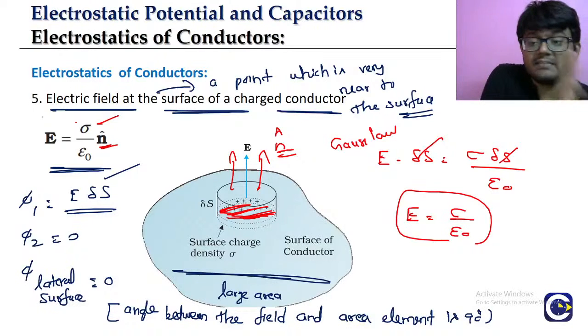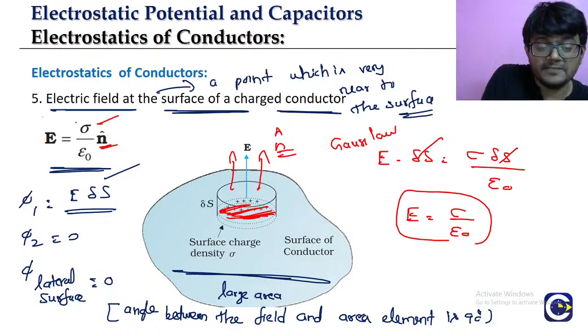Now depending upon the sigma, sigma positive means electric field is what? Normal outwards. If the sigma is negative means what? Electric field is normally inwards.